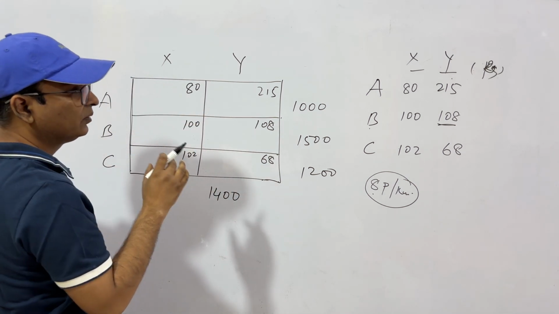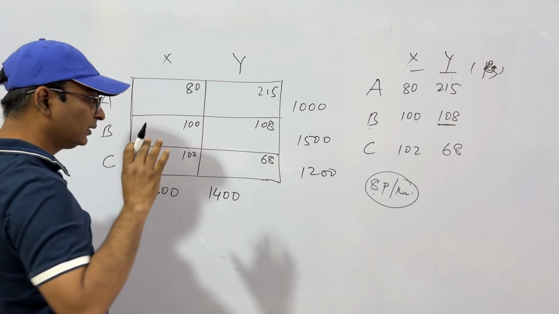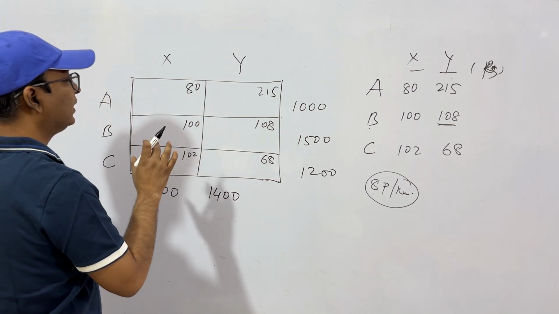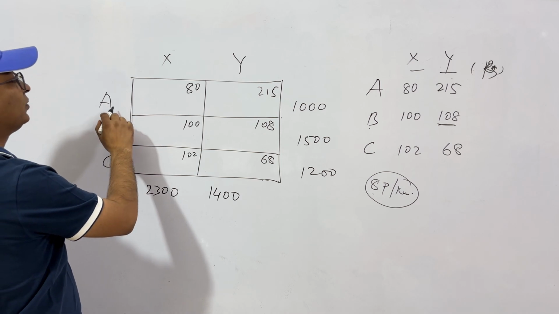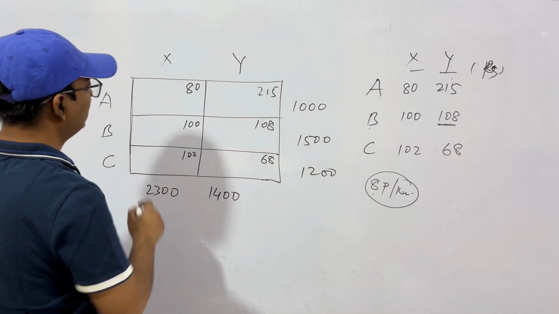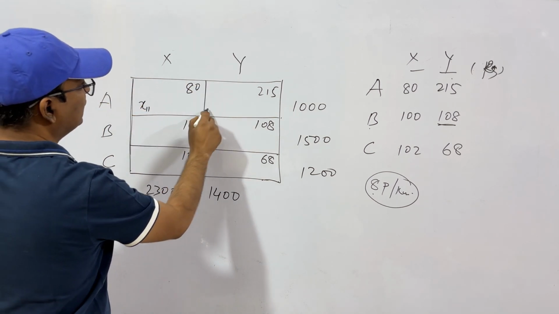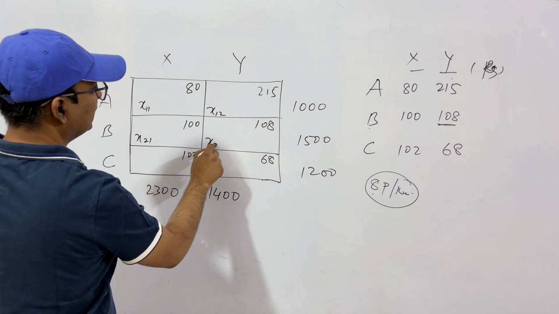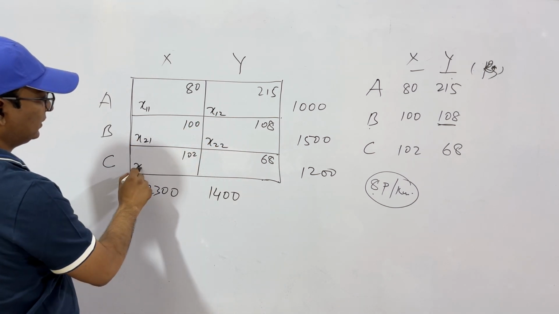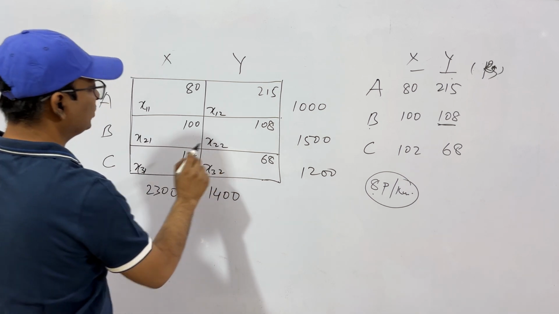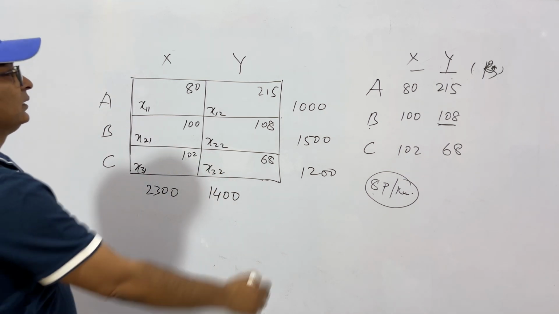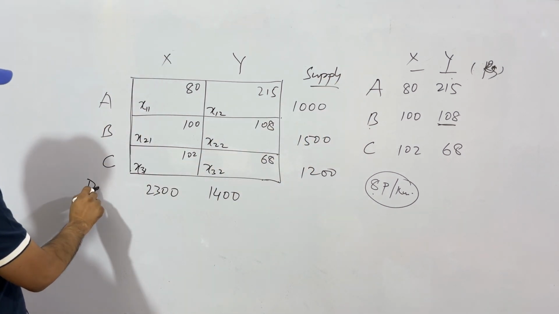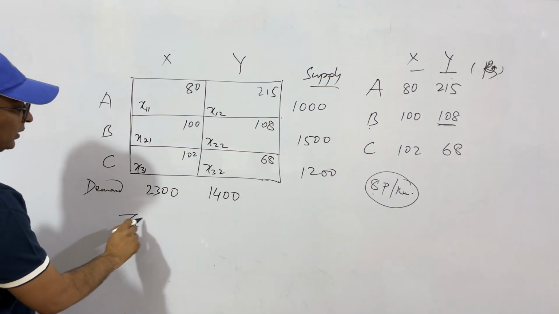We have to find, the question will be, for the time being, the question is to make this table only. But the ultimate question will be what volume to be supplied from each unit to each demand unit. So let's say this is X11, this is X12, this is X21, this is X22, this is X31, this is X32. So this is where we write the supply, this is where we write the demand. What will be the total transportation cost?